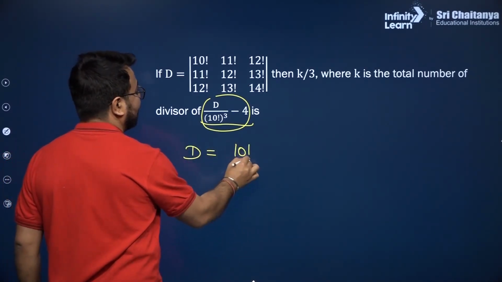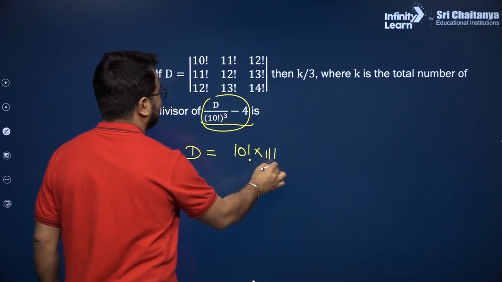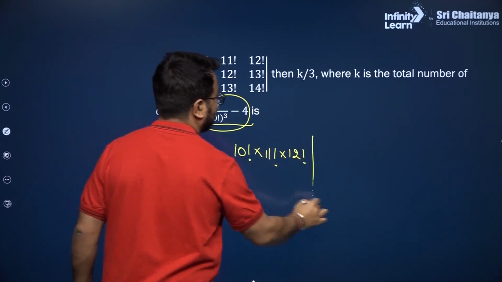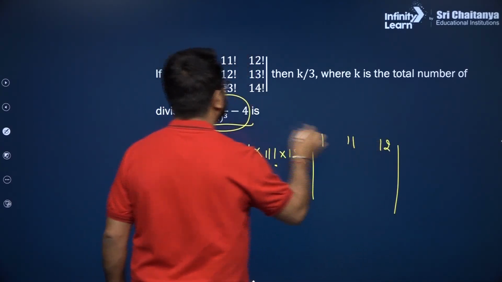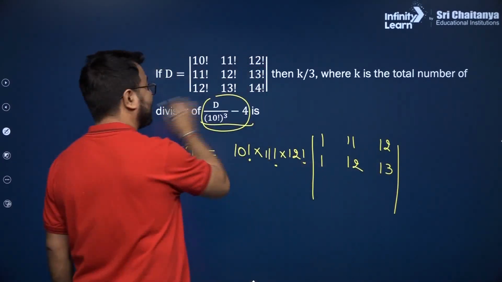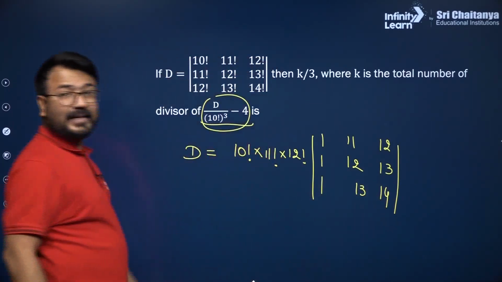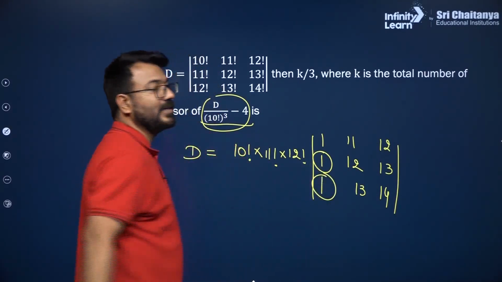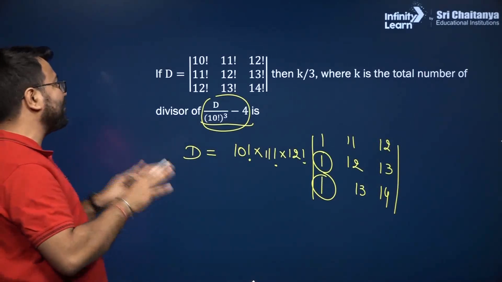From the first row, can I take 10 factorial? Yes. From the second row, can I take 11 factorial? Yes. And from the third row, can I take 12 factorial? Yes. I will easily be able to take these three. Now I will be left with the determinant 1, 11, 12. Then if I take 11 factorial, 1, 12, 13. Then if I take 12 factorial, I will be left with 1, 13 and 14. Now can I apply the property to make these elements 0? So R2 tends to R2 minus R1, R3 tends to R3 minus R1. I will be able to simplify this.